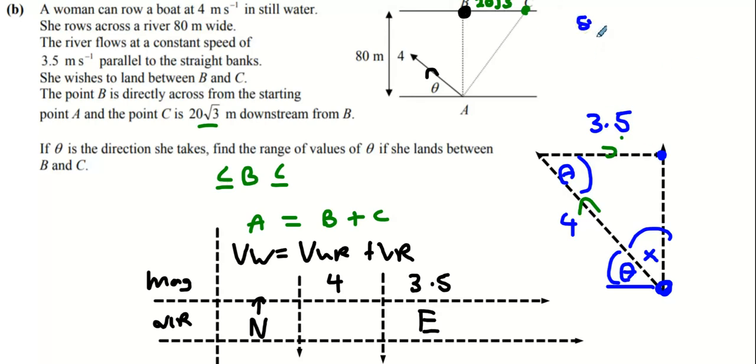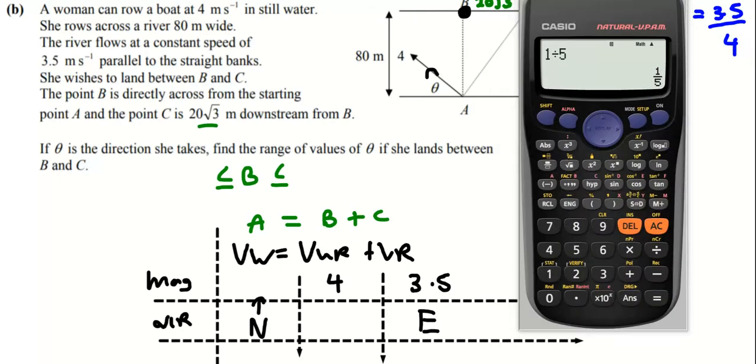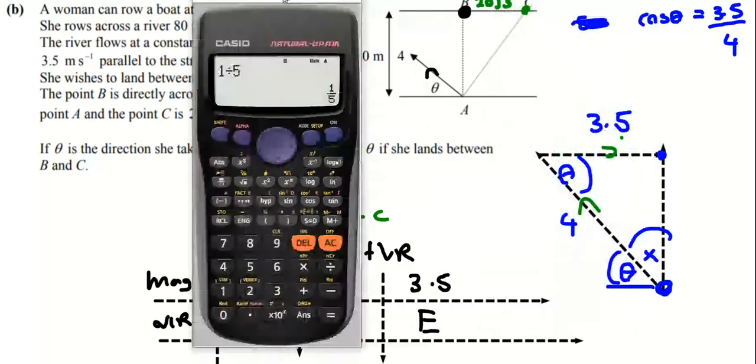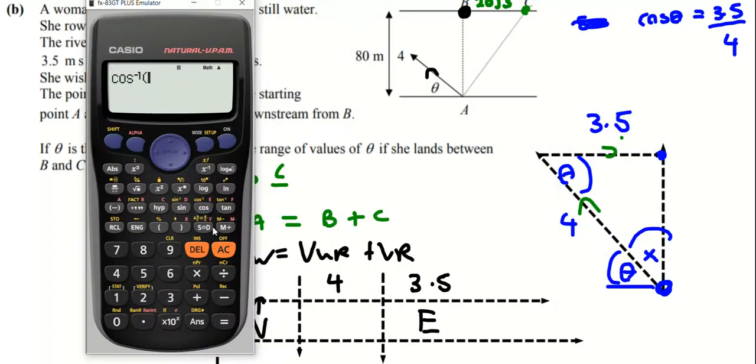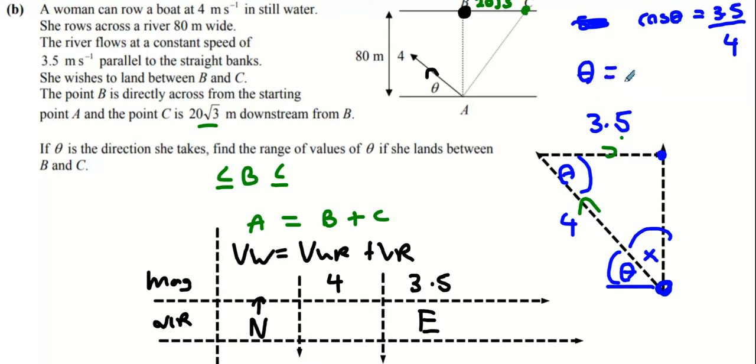We can say that cos theta, excuse me, is your 3.5, which is your adjacent, divided by her hypotenuse, which is 4. We're going to cos inverse that 3.5 over 4. What we get is 28.955. Okay, so theta equals 28.955.